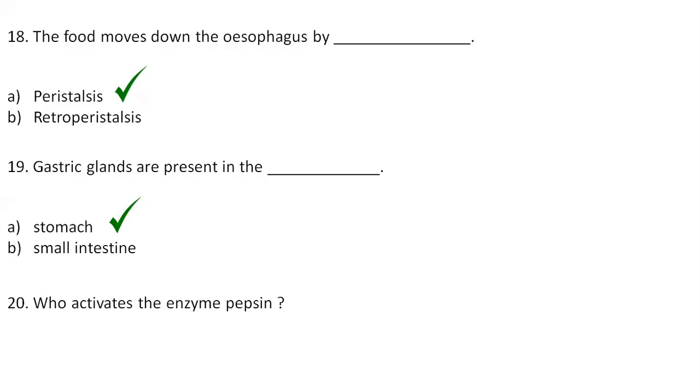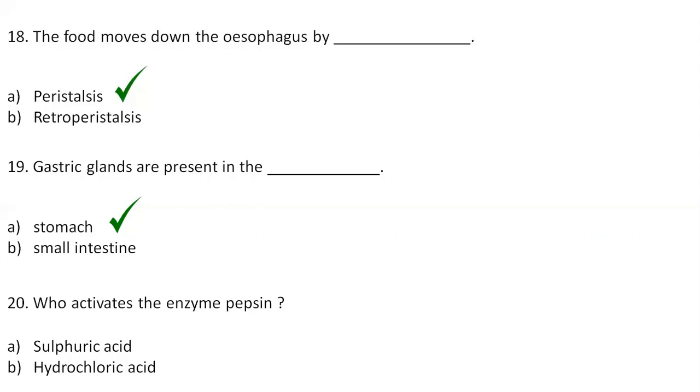Who activates the enzyme pepsin? Here are the options given. Option A, sulfuric acid, or else option B, hydrochloric acid. So as you all know, the gastric juice which is given out by the gastric glands contains water, it contains an enzyme pepsin, and of course it contains the hydrochloric acid.